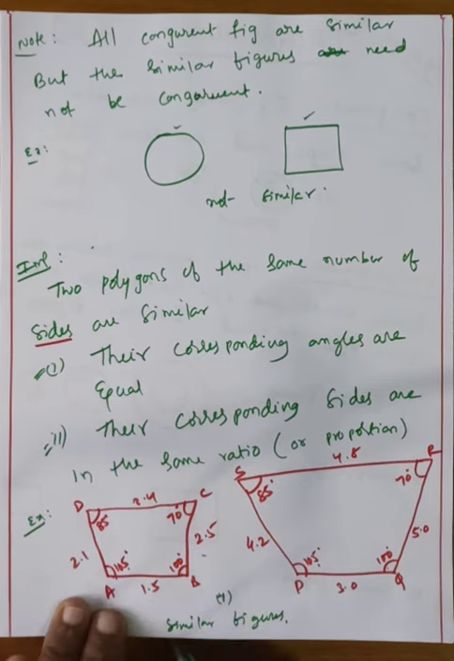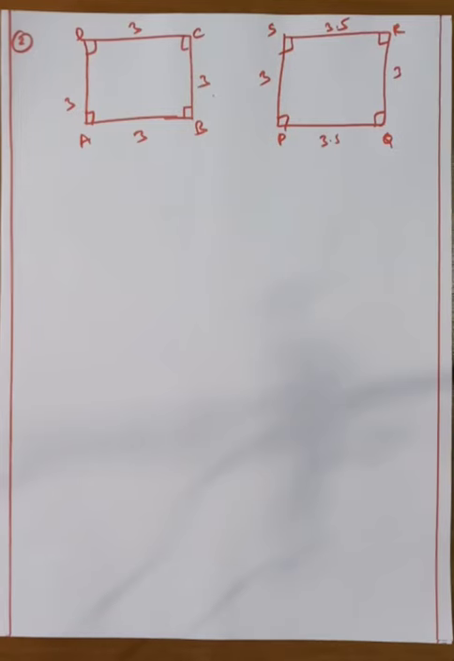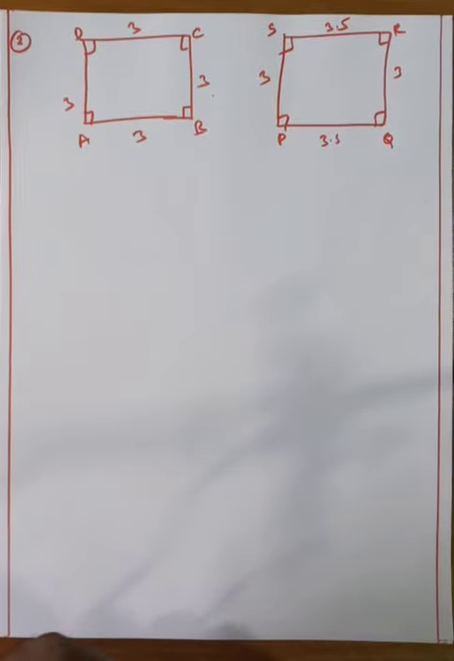Corresponding angles are equal. Corresponding sides are in the same ratio. Okay, my dear students, we are going to the next example.